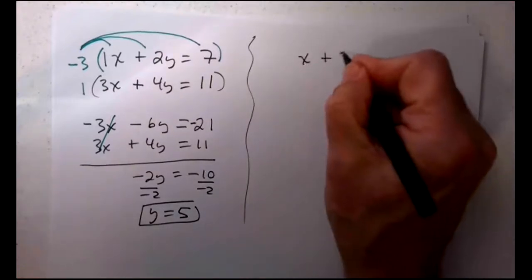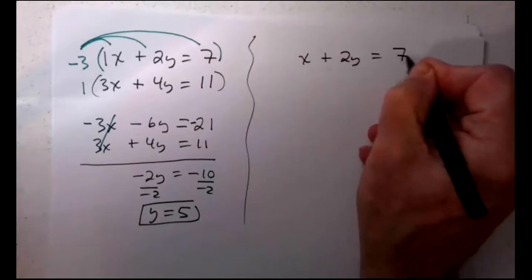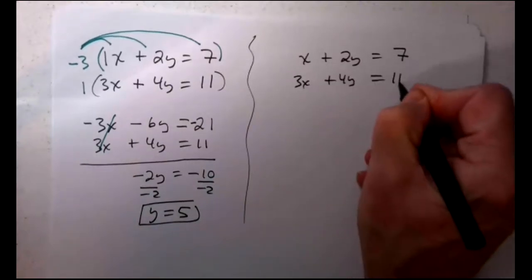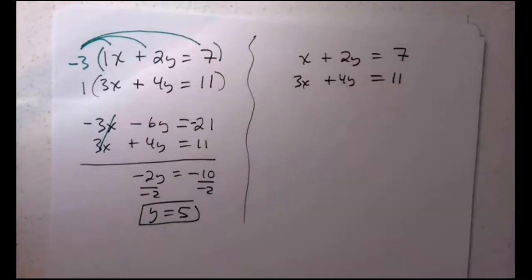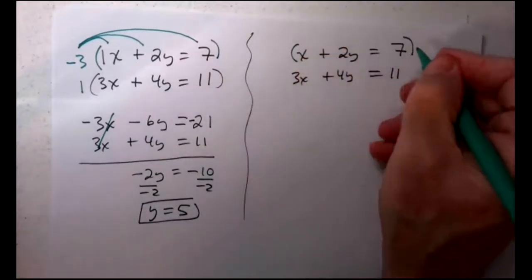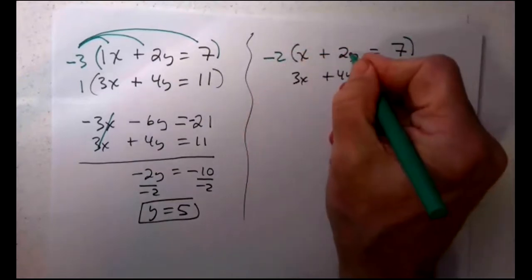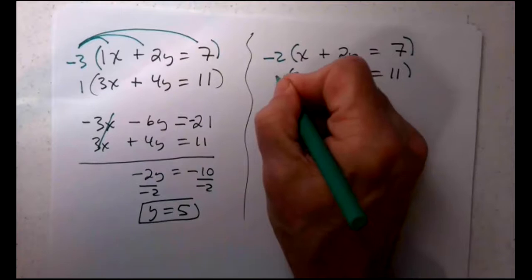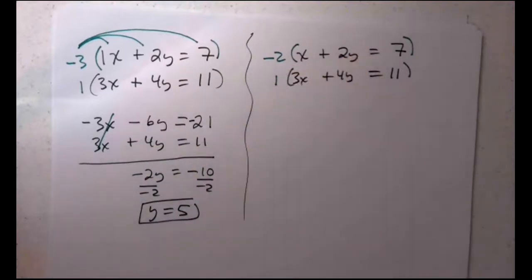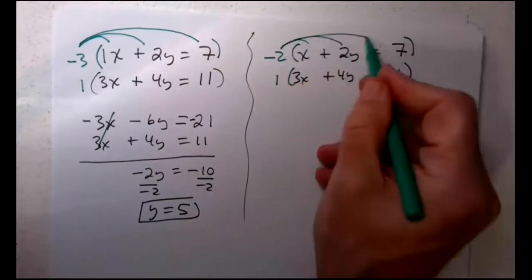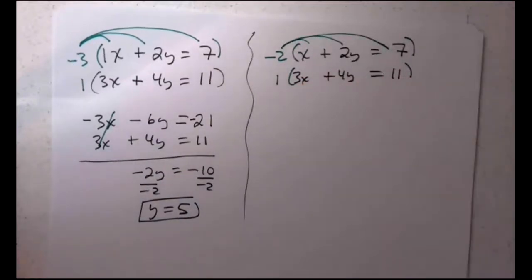So we have x plus 2y is 7, and 3x plus 4y is 11. 2 and 4, if I make them both 4, they will go away. So let's multiply the first equation by negative 2. That'll make it negative 4y to cancel the positive 4y. And again, the second equation is just multiplied by 1. No issues there. So as I distribute this, negative 2x minus 4y equals negative 14.